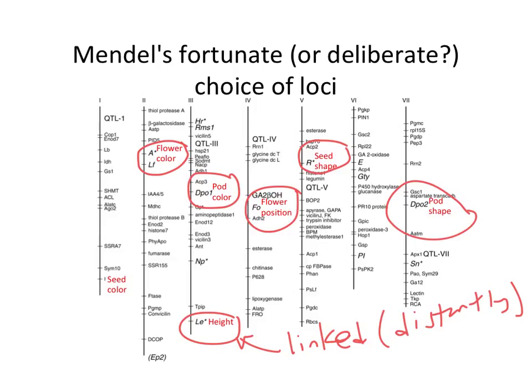I see a few heads shaking. I generally agree. It seems really unlikely. We could do the statistics, but we won't. But it's unlikely, statistically, that he would have done this randomly. So what do you think Mendel actually did?